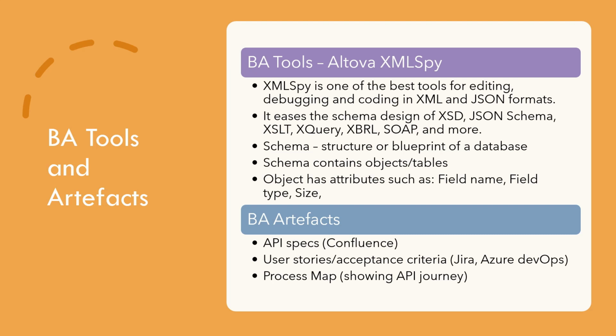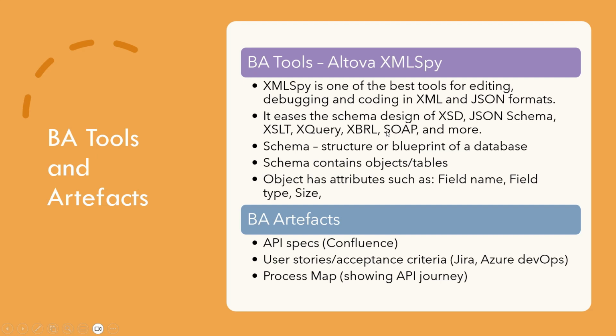So if you are working on a SOAP API, XML is the programming language for SOAP. JSON is a programming language for REST. Although for REST, you can use XML and or JSON in a REST API. I will talk more about that when we go into the next slide. But for now, what I wanted to explain to you is what XML Spy does.